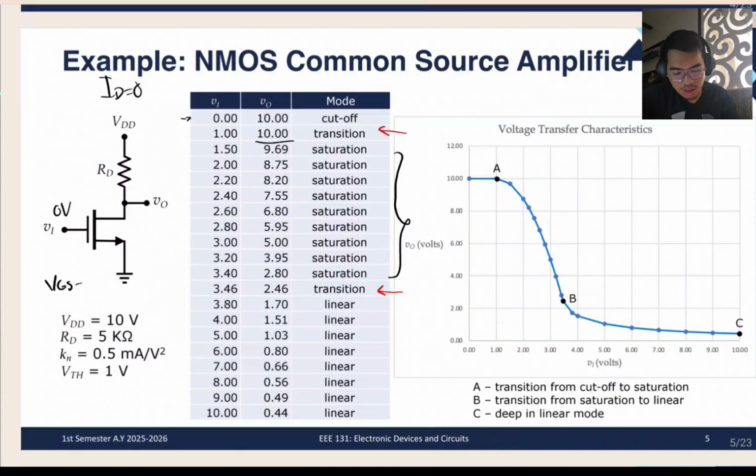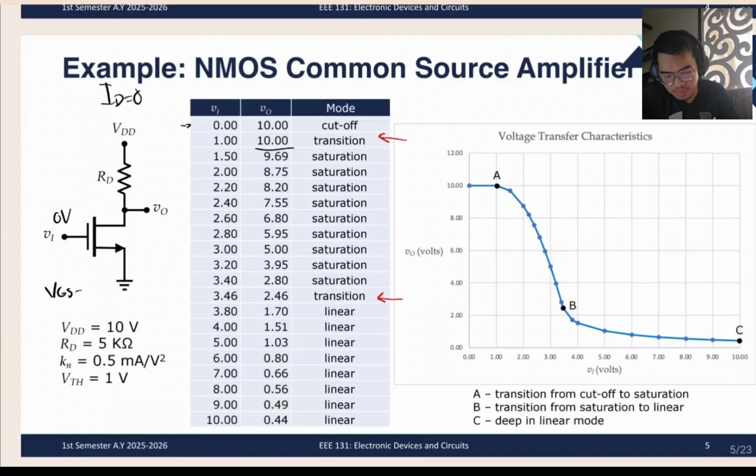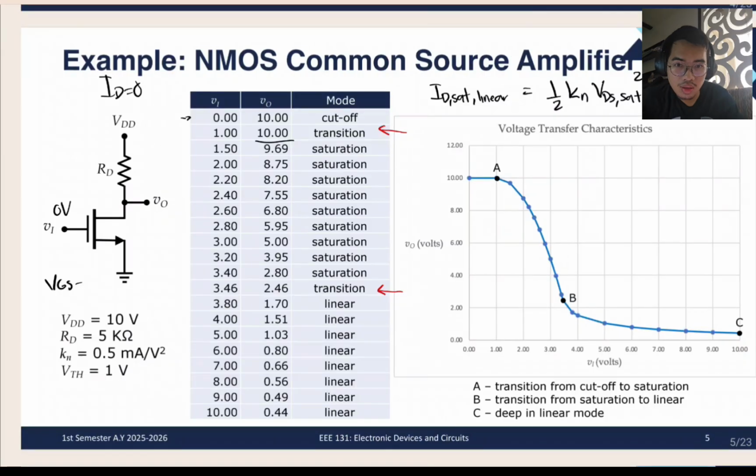This one is a little bit harder. You will need to impose a condition here. The condition that we've derived is that the ID at the saturation-to-linear transition is equal to 1 half Kn VDS,sat squared. So this is the condition that you are going to impose.